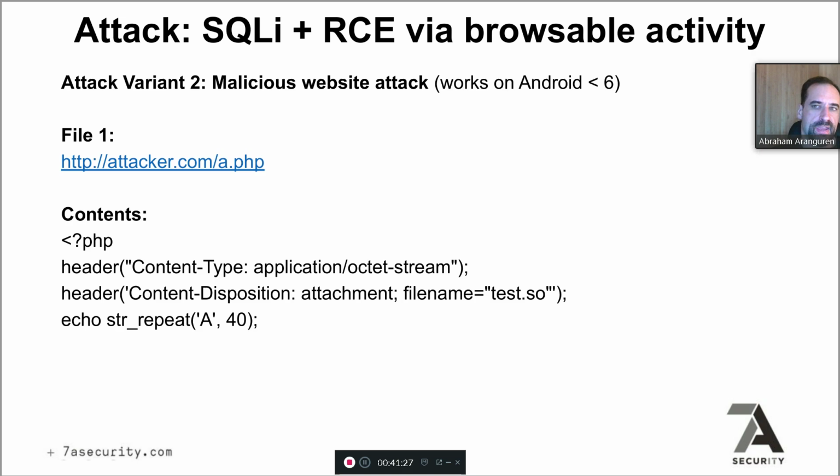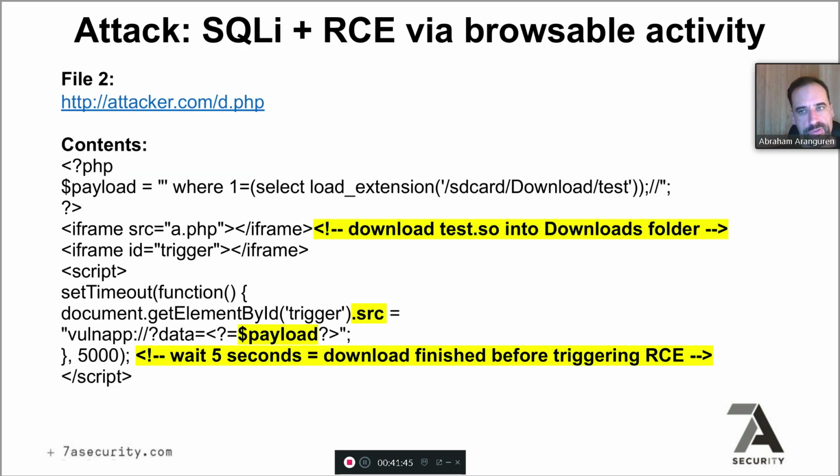And then another attack variant, since the activity is browsable as well, is that we can deliver the library with a page, right? So this is attacker.com and then some page like a.php that basically just sends the file, and then we can create another attacker page, which is really the page where the user would navigate to, that exploits the SQL injection here. So it's doing the WHERE 1=1 SELECT load_extension of the test.so file, which is going to be in the download directory on the phone, on the SD card. And then we are loading the iframe that will just download the file automatically.